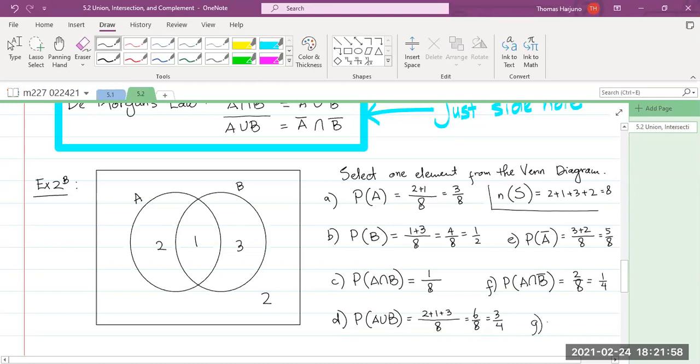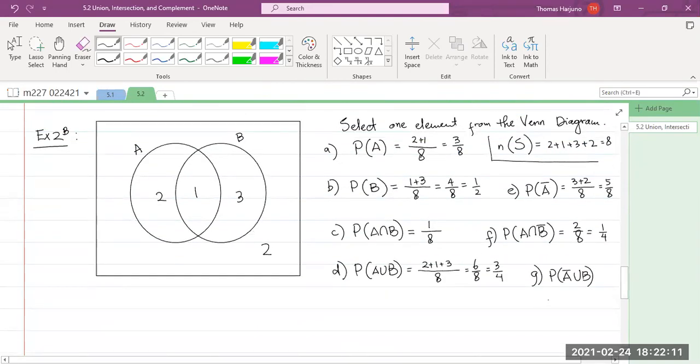How about part G? Find the probability of getting an element not in A or in B. How many elements not in A? This is an or, not an and. Outside of A refers to this. 1 plus 2. There are 5 of them, right? Okay, that's outside of A.